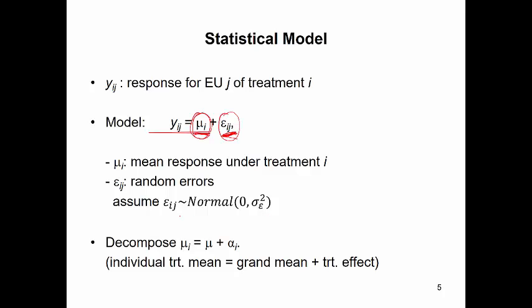And we're going to assume that it's normally distributed, centered at 0. So that's how you read this. Your error term is normally distributed, centered at 0, and has a variance of sigma squared. This is called the means model. This is your statistical model.